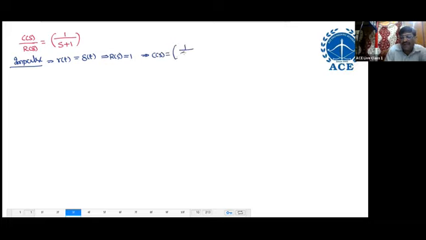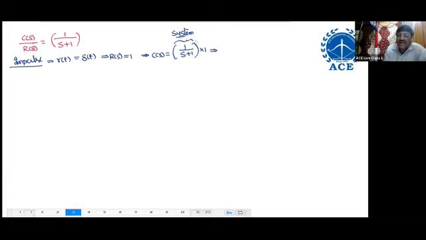1 by s plus 1 into R of s, means into 1. This 1 by s plus 1 is a system. So this system is multiplied with 1. Will anything change? No change. No term is added to the system.